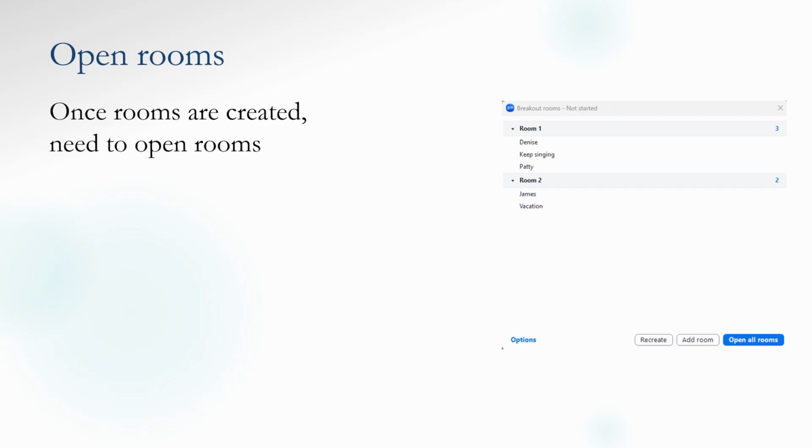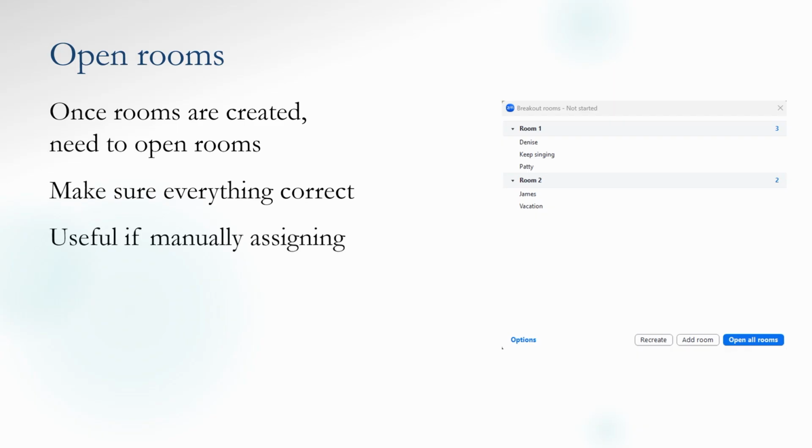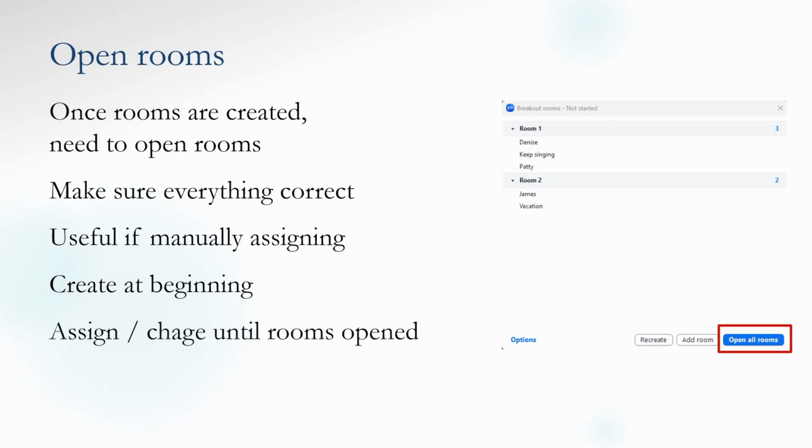Once you have created the rooms, you still need to open the rooms. This feature allows you time to make sure that everything is correct before opening the rooms. This is very useful if you are manually assigning individuals to the rooms. You can create the rooms at the beginning of the meeting and have time to assign individuals up until you are ready to open the breakout rooms. You can make changes after the rooms are opened, but this can be confusing for the individuals in the room if they don't know what you are doing.